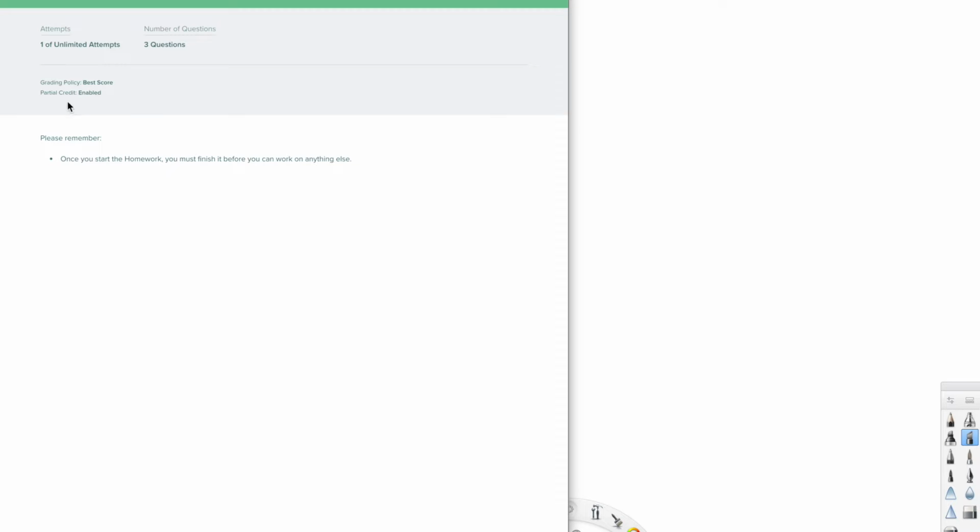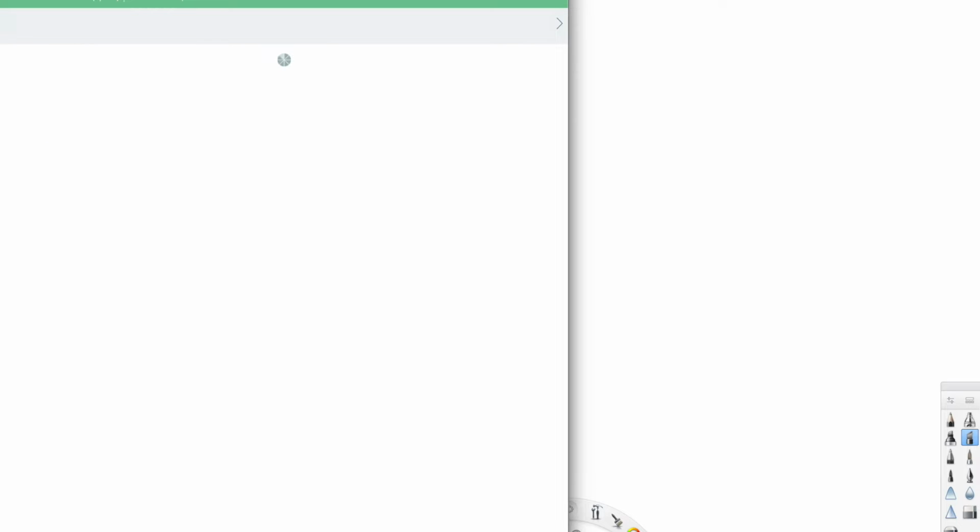Down here it says, please remember once you start your homework, you must finish before you can work on anything else. What that means is once I click start, down in the bottom right corner on your student side, you will see a submit assignment button. I don't see that on the teacher preview, but you will see it on your student screen. I just noticed that this is not the correct assignment, so I will go through and change that, but we'll go through these first, and then I'll fix that really quick.